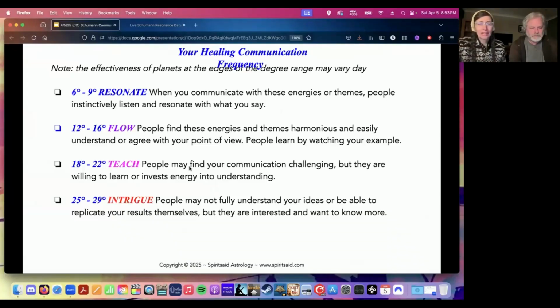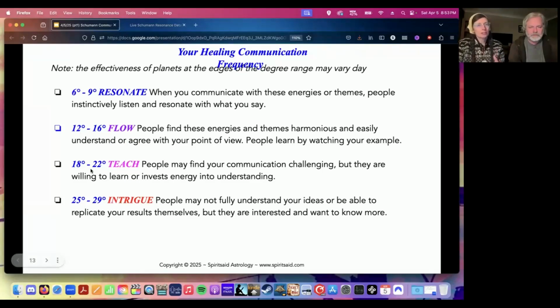This has to do with sort of likability, people that you innately resonate with, even if you're not sure why, but you just like them. If planets are 12 to 16, that's the flow zone. People find these energies and themes harmonious and easily understand or agree with your point of view. Also learn by example. 18 to 22, the teach zone.